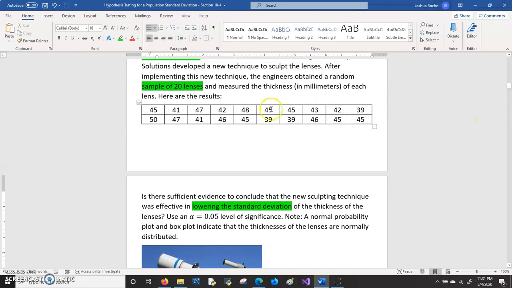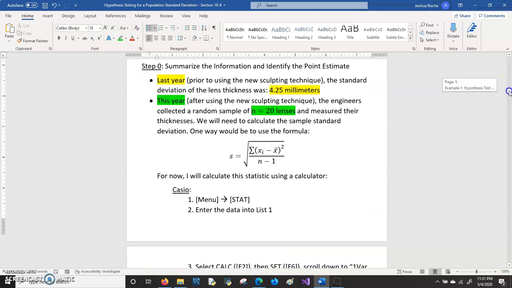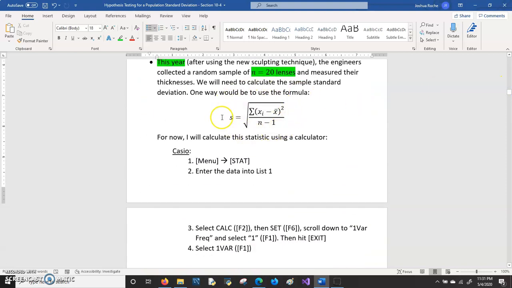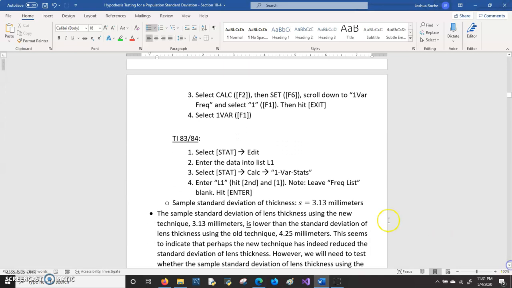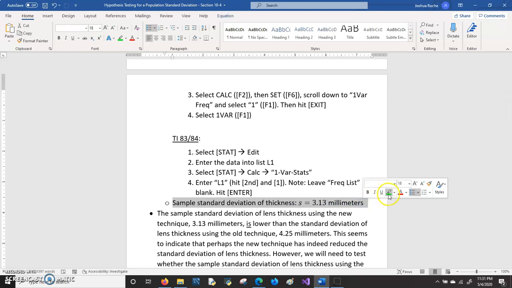And to calculate that from these numbers, you can either use a formula or you can use a calculator. And for now, I'm going to mostly emphasize using a calculator, but you could use the formula to work this out. So using a calculator, you could take these steps on the Casio calculator, or if you have a TI calculator, you could take these steps to calculate the sample standard deviation. But either way, when you do that calculation, you'll get a sample standard deviation of 3.13 millimeters.